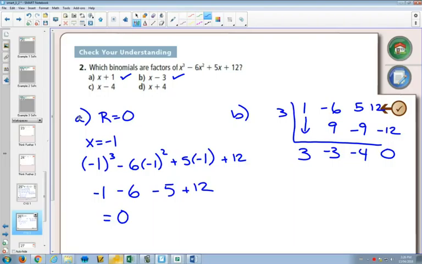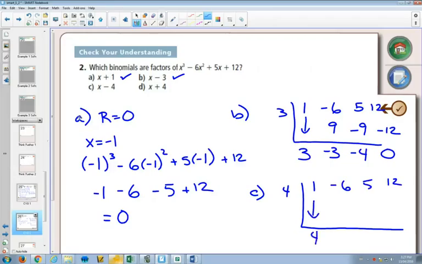For part C, looking at that 4, I'm thinking my synthetic division might be quickest. 1, -6, 5, 12. Okay, bring down the 1. That's a 1. 1 times 4 is 4. I got ahead of myself and I multiplied.